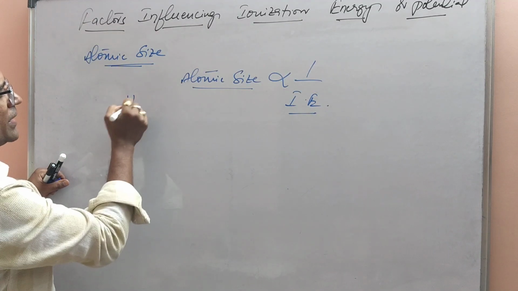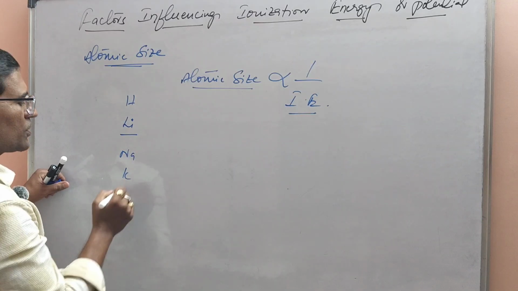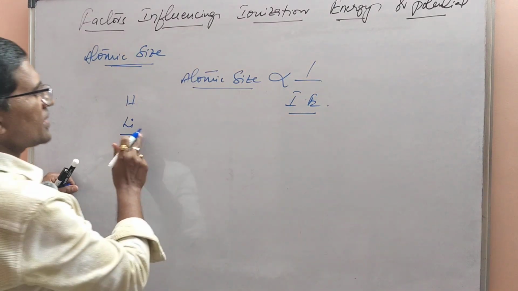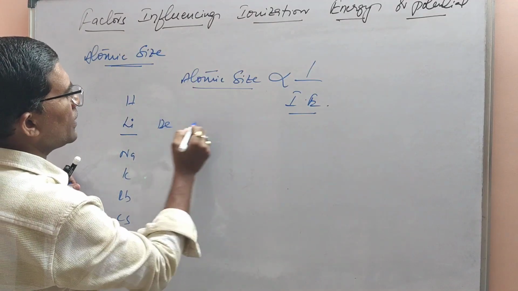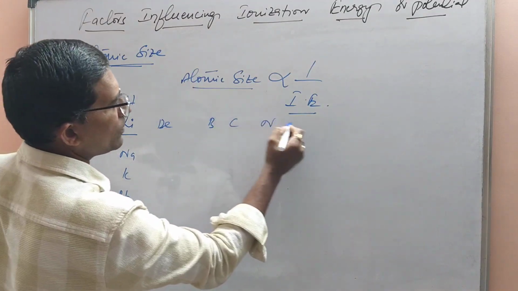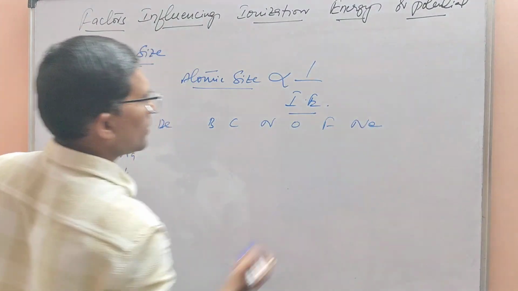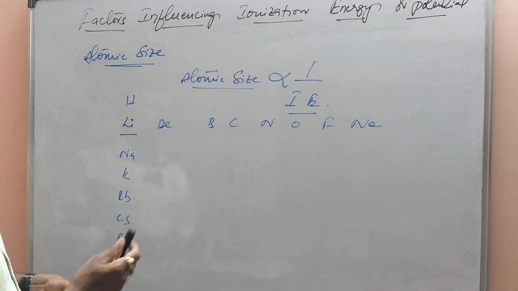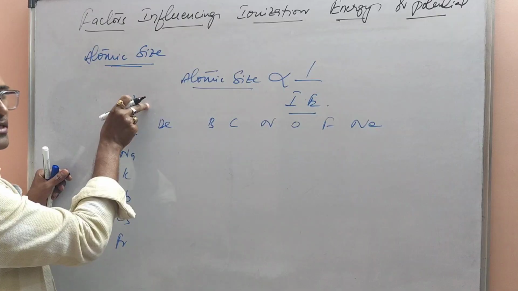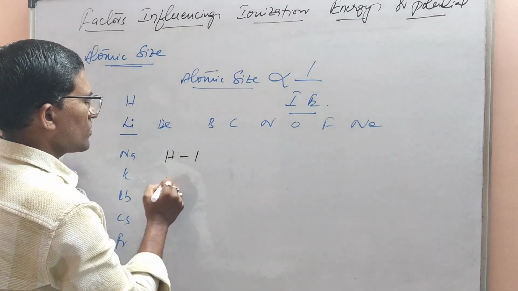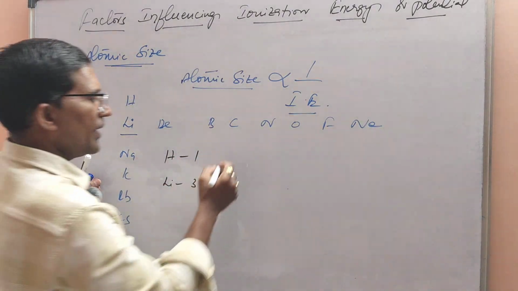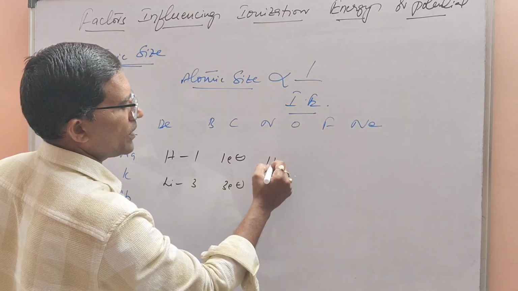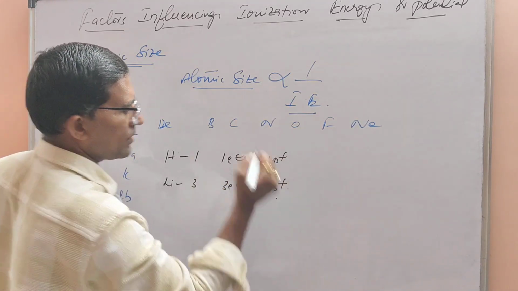First group elements: hydrogen, lithium, sodium, potassium, rubidium, cesium and francium. And second period elements: lithium, beryllium, boron, carbon, nitrogen, oxygen, fluorine, neon. So among hydrogen and lithium, now I will explain with a very clear explanation. Hydrogen atomic number is 1, lithium atomic number is 3. Hydrogen contains 1 electron and lithium contains 3 electrons; 1 proton and 3 protons are there.